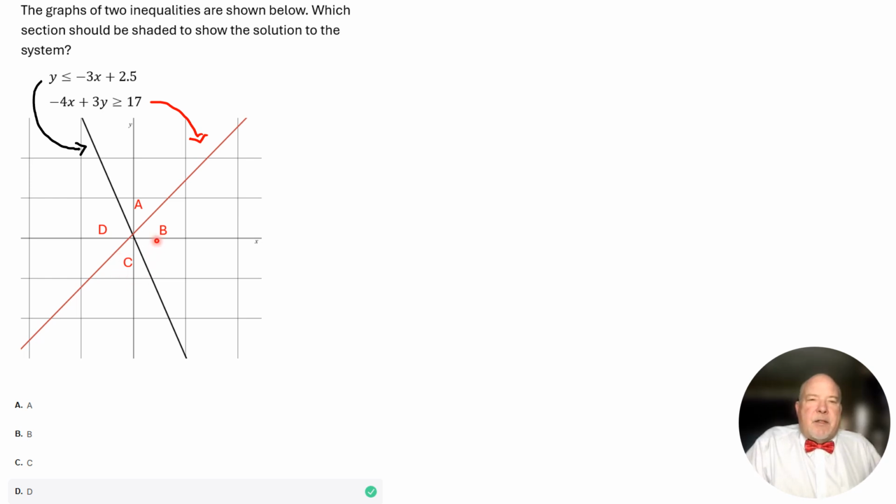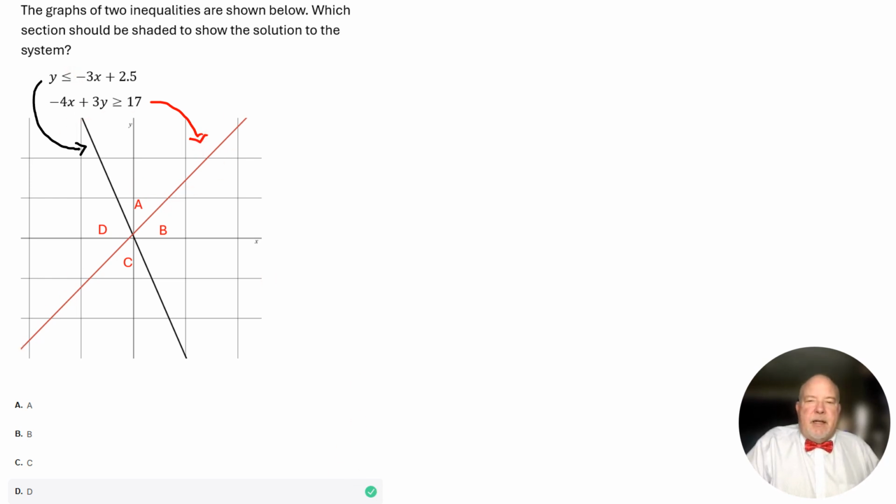I don't love this graph because it's kind of hard to tell if the line goes through 0, 0. But if I look at the inequality, this 2.5 is the y-intercept. So it crosses the y-axis at 2.5, not at 0. So I know it doesn't go through 0, and in fact, it's above 0. So I'm going to check the point 0, 0. If 0, 0 is a solution to this first inequality, again, I'm focusing on the top one, then I would shade this side of that line. If 0, 0 is not a solution, I would shade the other side. And then we'll do the same thing with the red line.